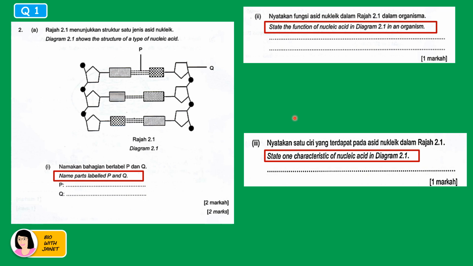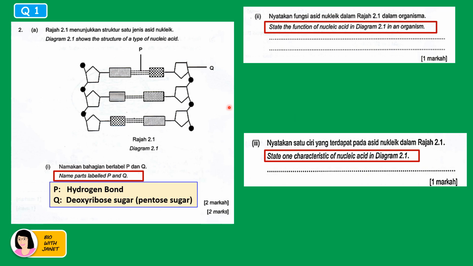Right, let's discuss the answers. Name parts labeled P and Q. What is P? P are the hydrogen bonds. So P is a hydrogen bond here, a weak hydrogen bond that binds the two bases together, such as adenine and thymine. So this bond between them is called the hydrogen bond.